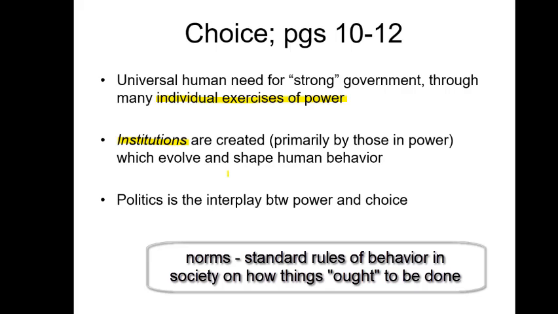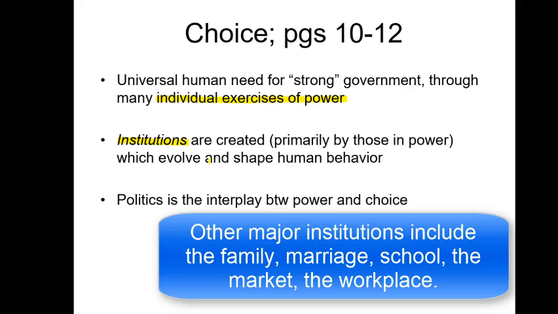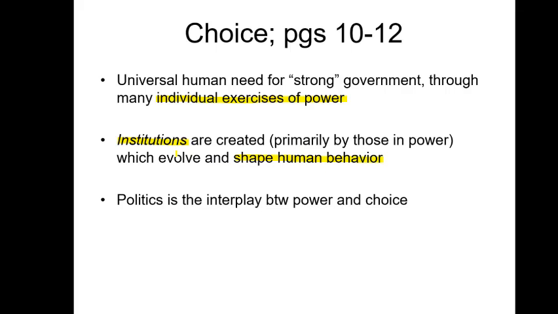For example, a rule of law, particularly through the Constitution. The Constitution is a very solid institution that was actually created by a handful of men. Only 38 men signed the Constitution, and you could argue that there's three or four men that contributed the vast majority of what's in that Constitution. And yet to this day, that Constitution still determines our rule of law and shapes human behavior as a result. So institutions are very important. And of course, politics here is the interplay between power and choice as described in the textbook.